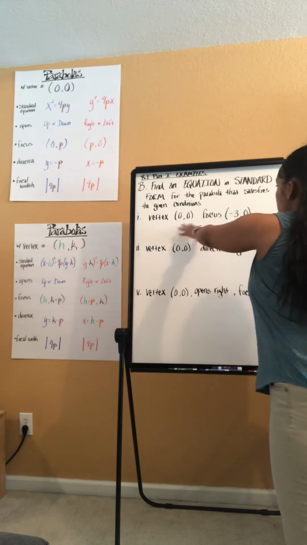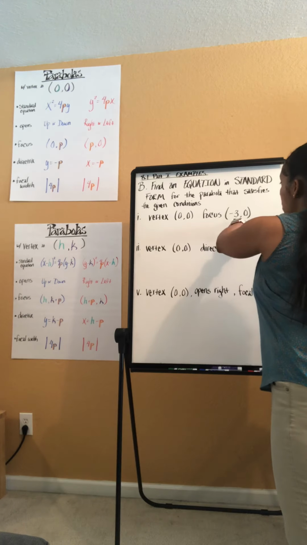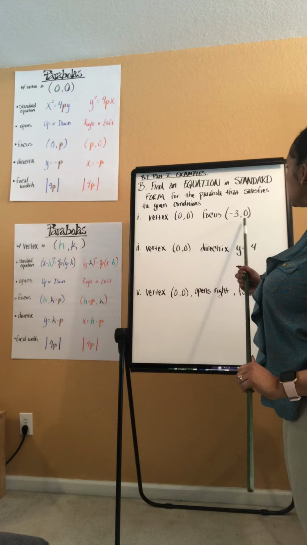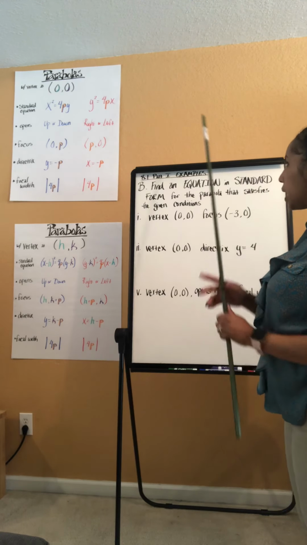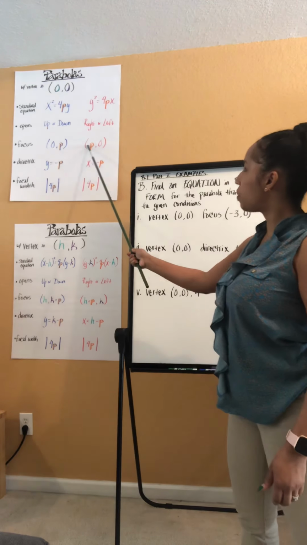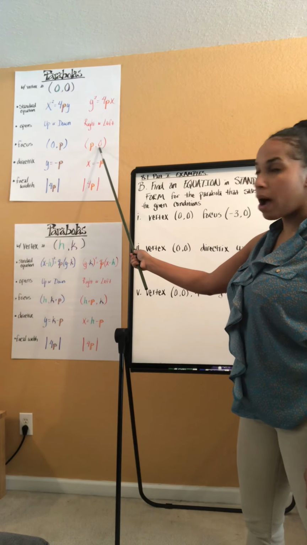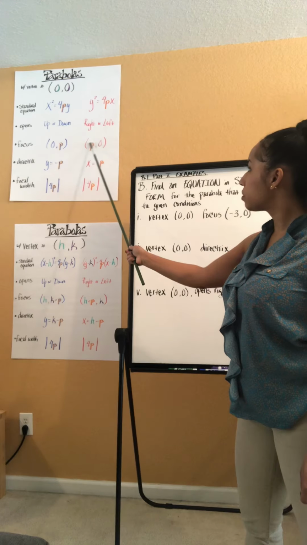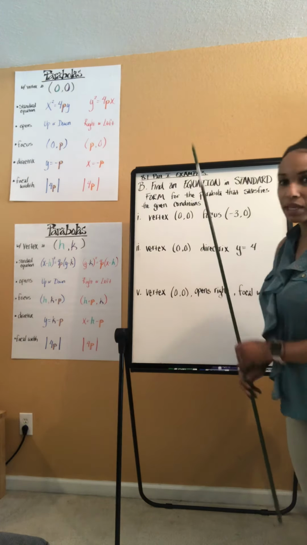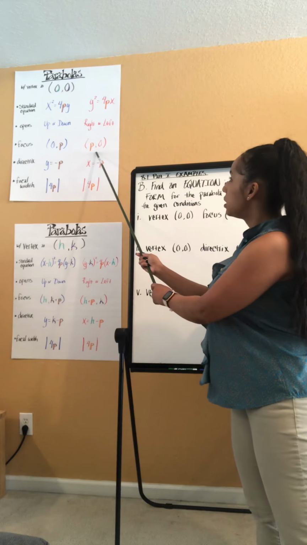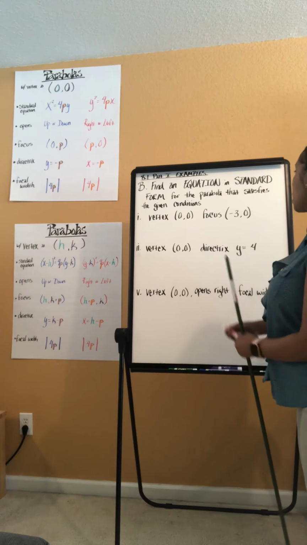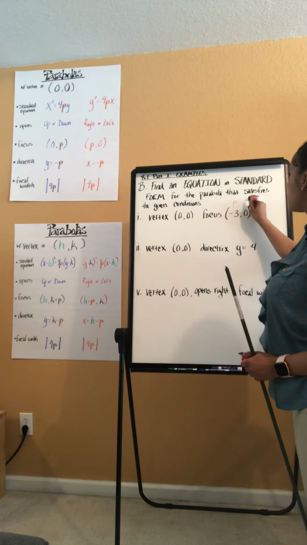So the second bit of information they give me is the focus. The focus is -3, 0. What I notice is the 0 is on the right-hand side. If I look up here at the focus, the one that has the 0 on the right as my y is this one, right? I have a number and then a 0. So what that tells me is I'm on the red side. So that means that this is supposed to be p and 0 is 0.